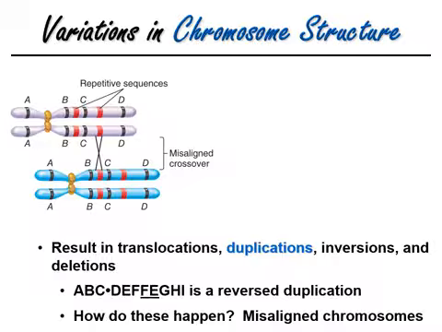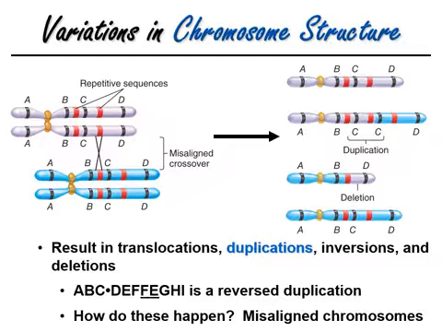Well, what if they don't synapse perfectly? What if they're misaligned, and then a crossover event occurs? And so you can see that we have non-equitable recombination. It's still technically a form of homologous recombination because we have homologous chromosomes, but if they're misaligned, then you end up with a duplication in one chromosome. And actually, it tells us how we get our deletion in the other chromosome because it was an inequitable exchange.